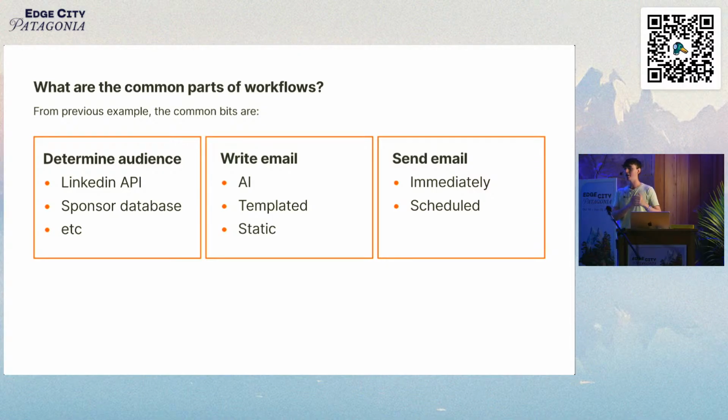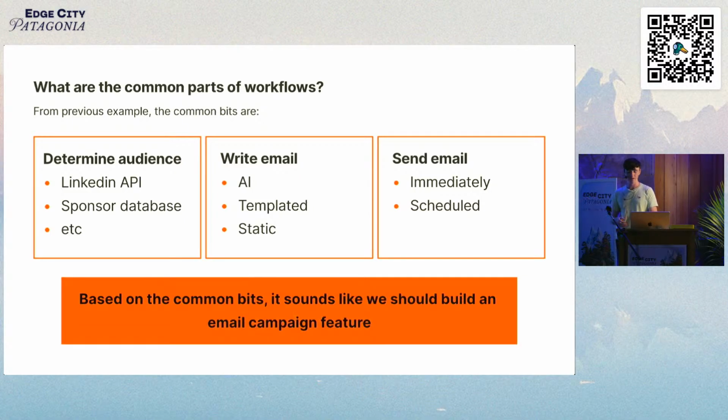In the previous example where we're sending emails, first we determine the audience. Maybe we use the LinkedIn API, or the sponsor database, or figure out some way to decide who we should be sending this email to. The second stage is we write the email. For a reminder or thank you email, it might be a template where you leave a spot for their name. In another case, it might be AI writing the email. In the third stage, you send the email. It might be in the future, it might be immediately, it might be a series of emails over time. Ultimately, based on what we're talking about, this sounds like we should build an email campaign manager.